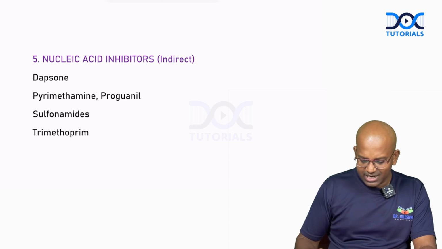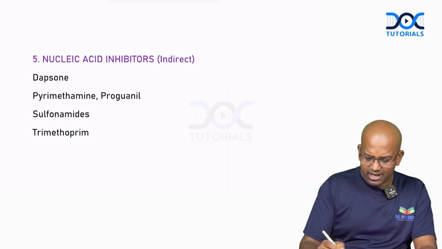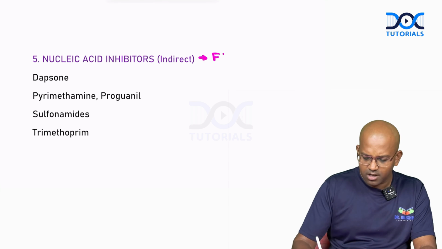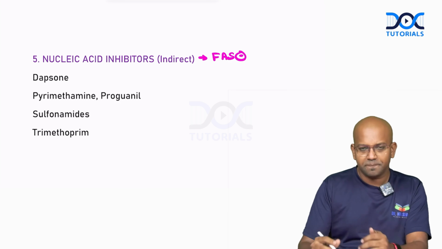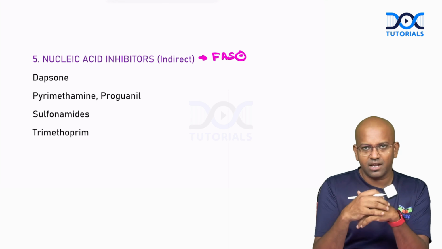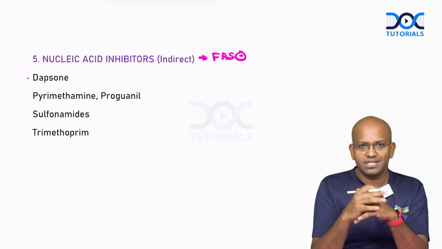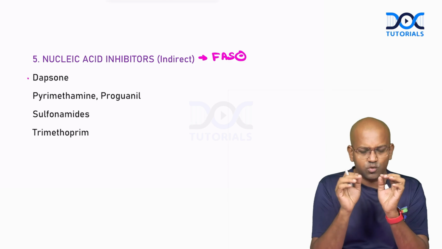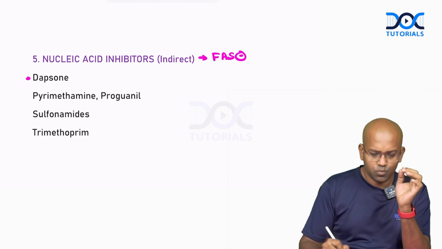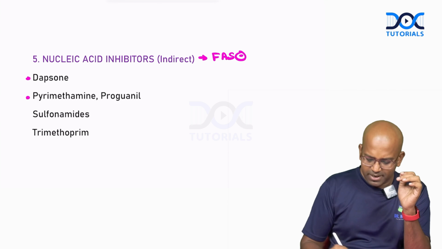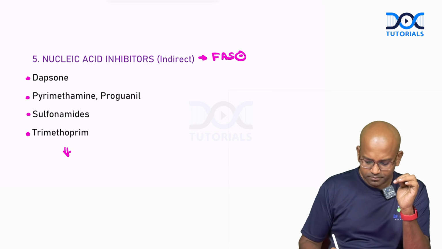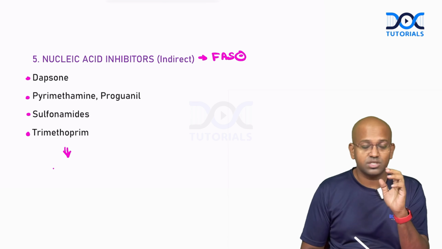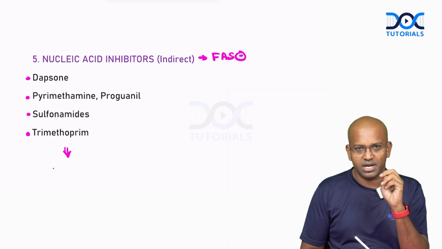Let's look into those indirectly acting agents. Indirectly acting agents means these drugs will inhibit folic acid synthesis, guys. That's why we have named it as indirectly acting nucleic acid synthesis inhibitors. These are folic acid synthesis inhibitors. We don't have a mnemonic, just a few drugs like dapsone, which is the anti-leprotic agent, pyrimethamine and proguanil, sulfonamides and trimethoprim. All these drugs are indirectly acting nucleic acid synthesis inhibitors.